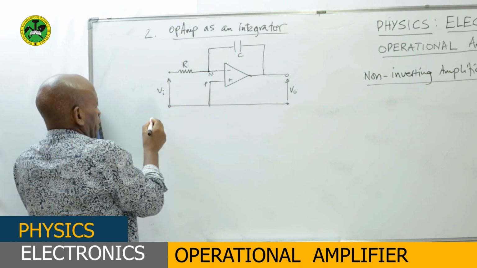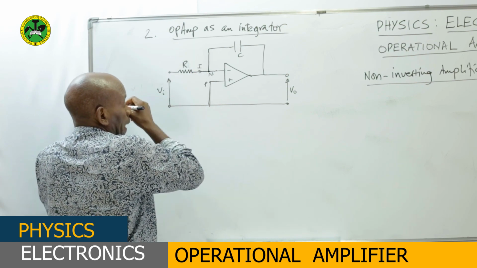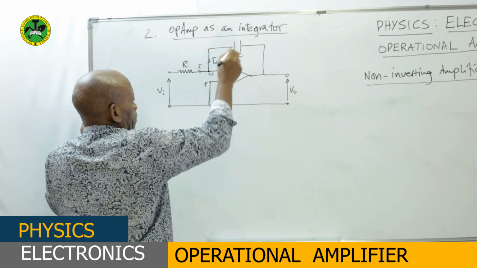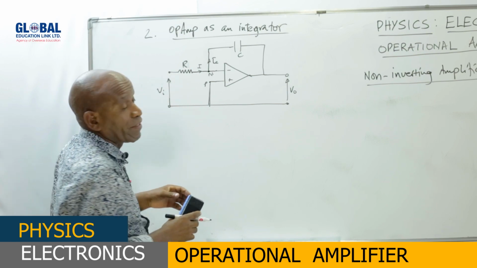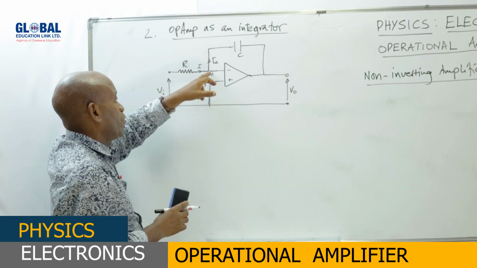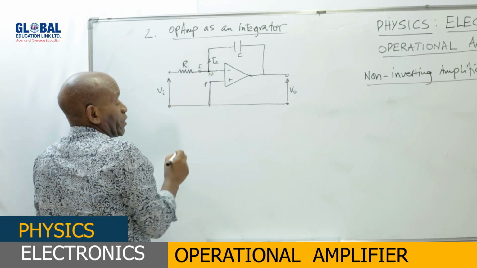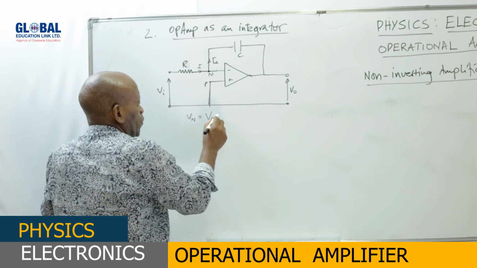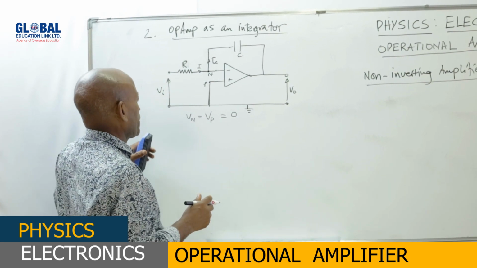We all know that from Kirchhoff's current law, most of the current which comes here will go to the capacitor. Why? Because the input resistance of the amplifier is really very big. So almost all of the current will go to the capacitor, and therefore point N will be at 0 voltage. So the potential at point N is the same as the potential at point P, which will be equal to 0. Okay, so having obtained that, it means what?